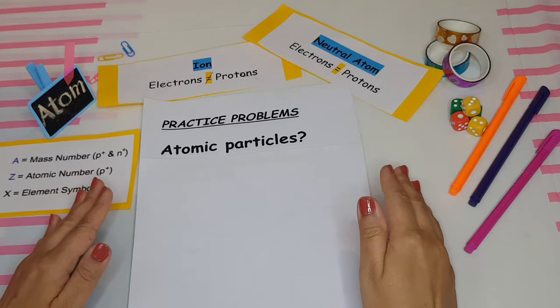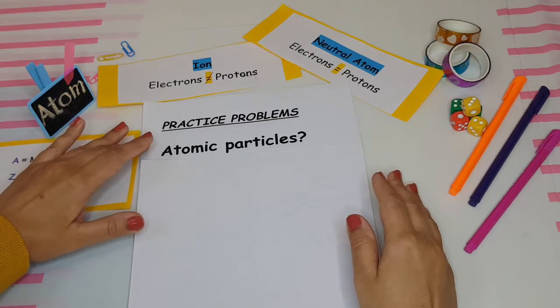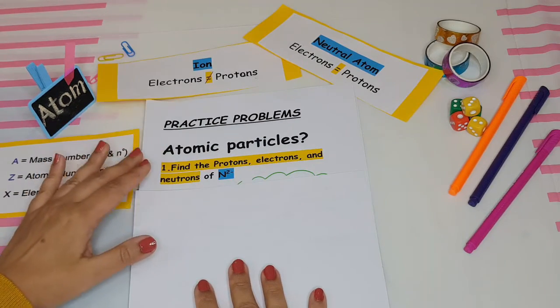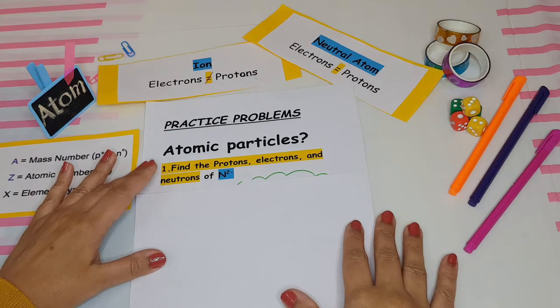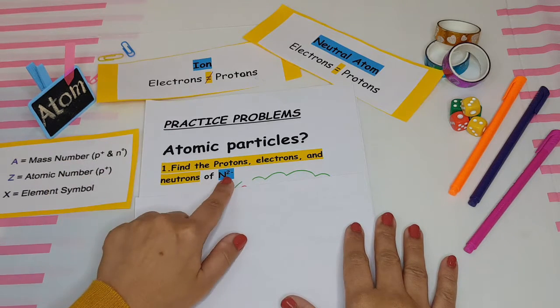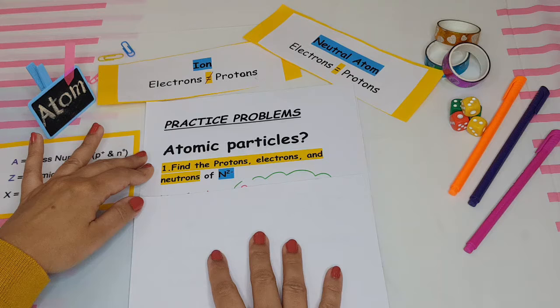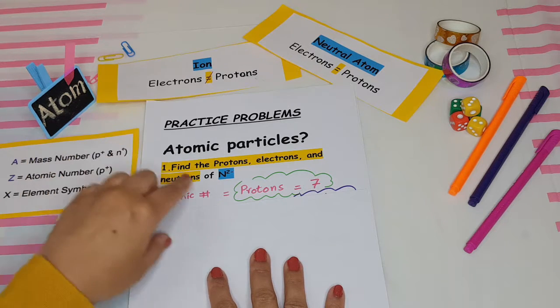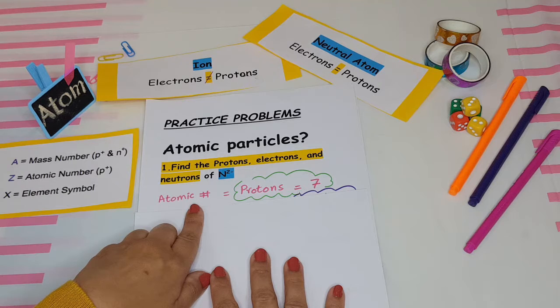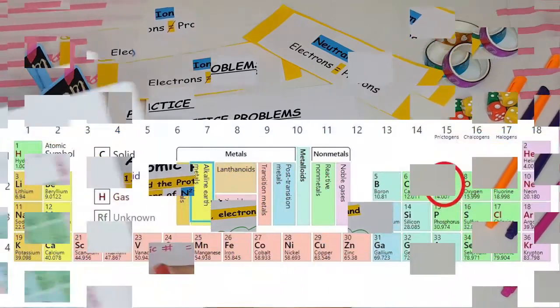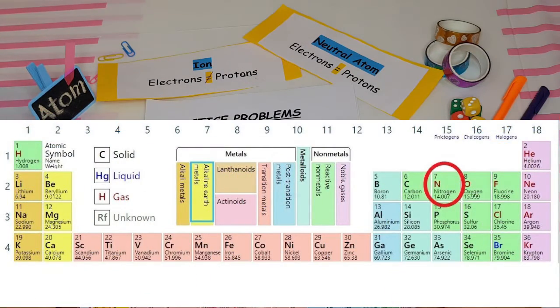Let us see another example in which we are asked to find the atomic particles: electrons, protons, and neutrons. In this problem, find the protons, electrons, and neutrons of nitrogen with a negative charge. It means they have given us an ion already. To figure these out, first we have to find its atomic number. Looking at the periodic table, nitrogen has atomic number 7.